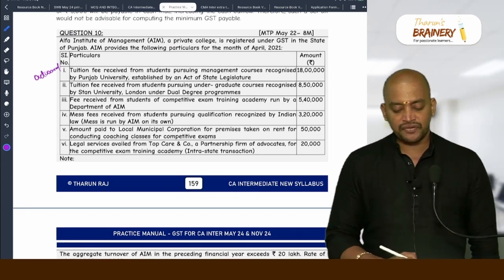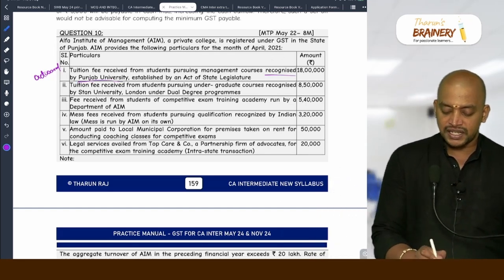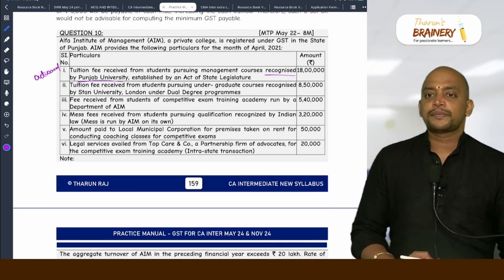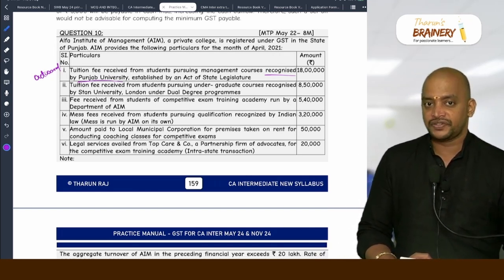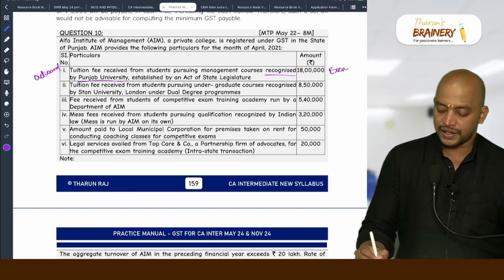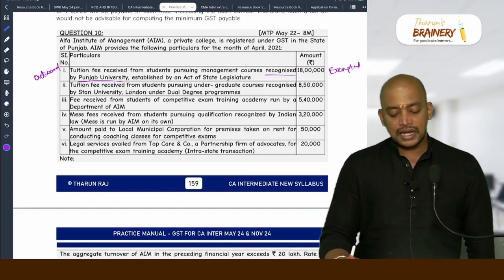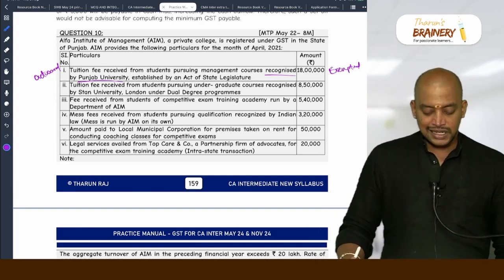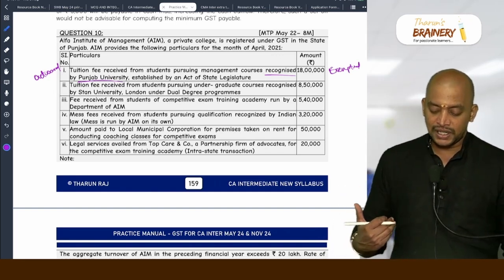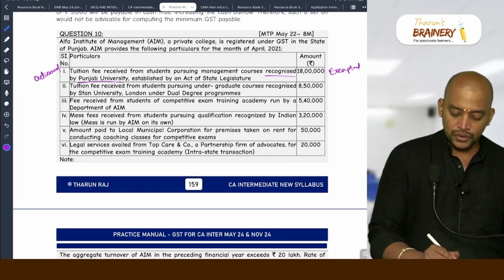And tuition fee received from students pursuing management courses recognized by Punjab University means what? Category 2 education institution. Education as a part of curriculum for obtaining a qualification recognized by Indian law. Therefore, it will be exempted. Then tuition fee received from students pursuing undergraduate courses recognized by Stan University London under dual degree programs. So it is again outward.